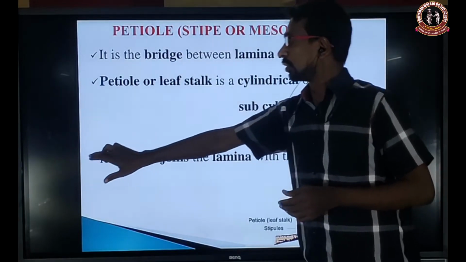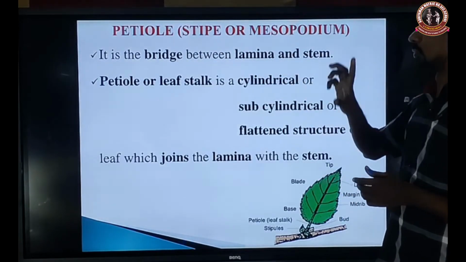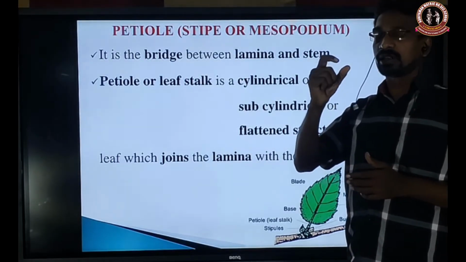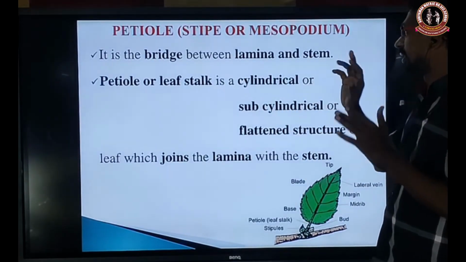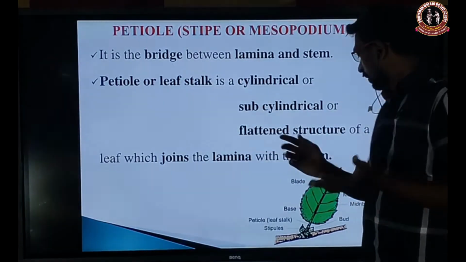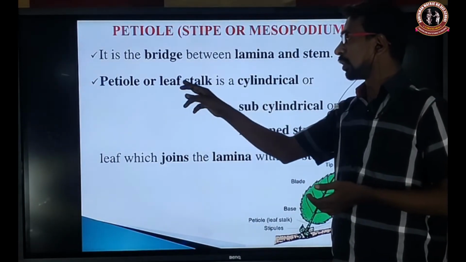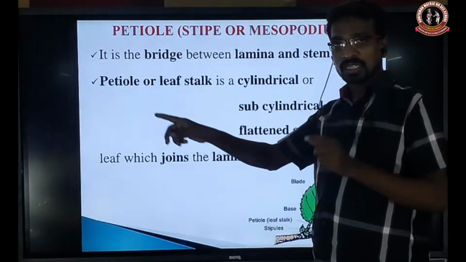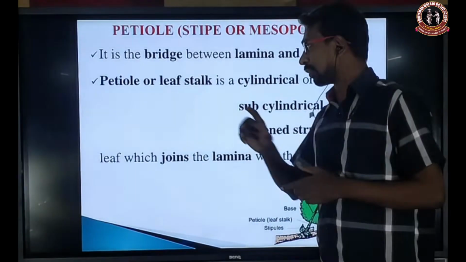Next, petiole. So the leaf base is over. Next, we are going to see the petiole, also called stipe or mesopodium. Meso means middle. It is a bridge between the lamina and the stem. Lamina means the broader region. So the petiole, or leaf stalk: generally it is called the leaf stalk, but the technical term is petiole.